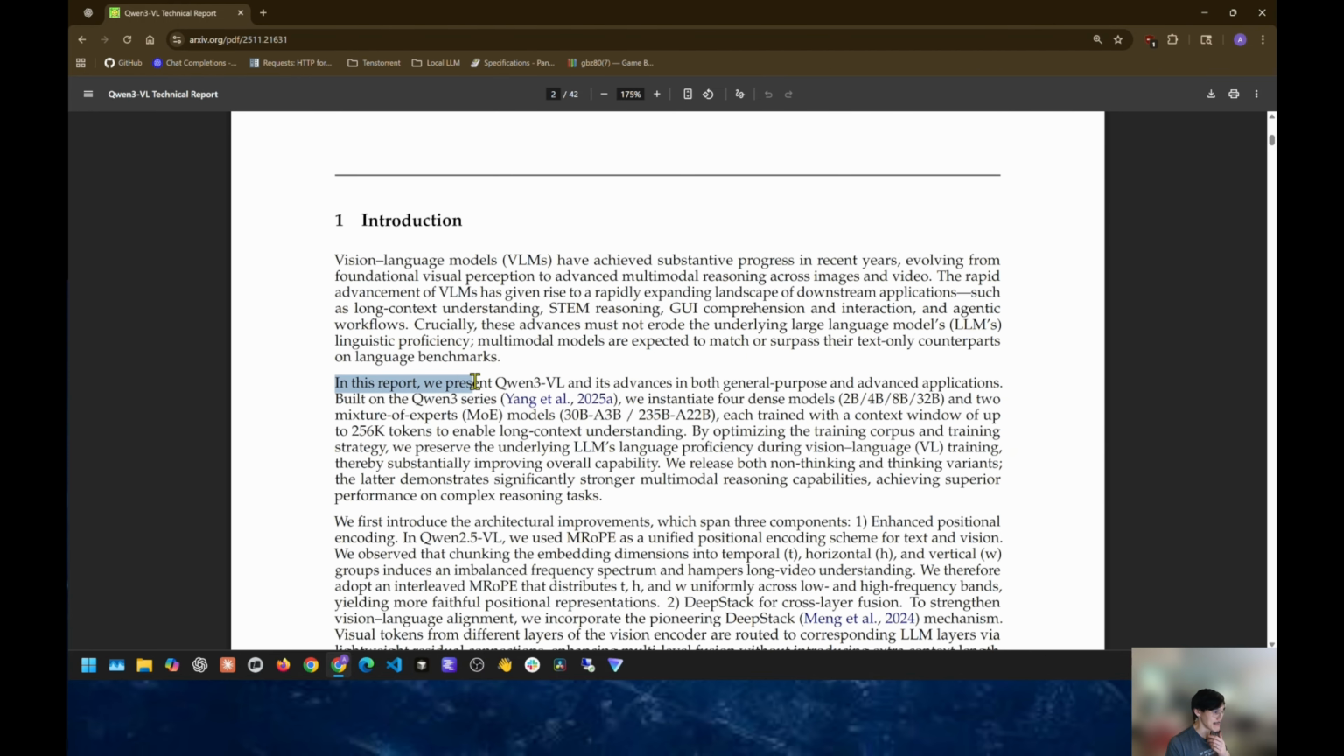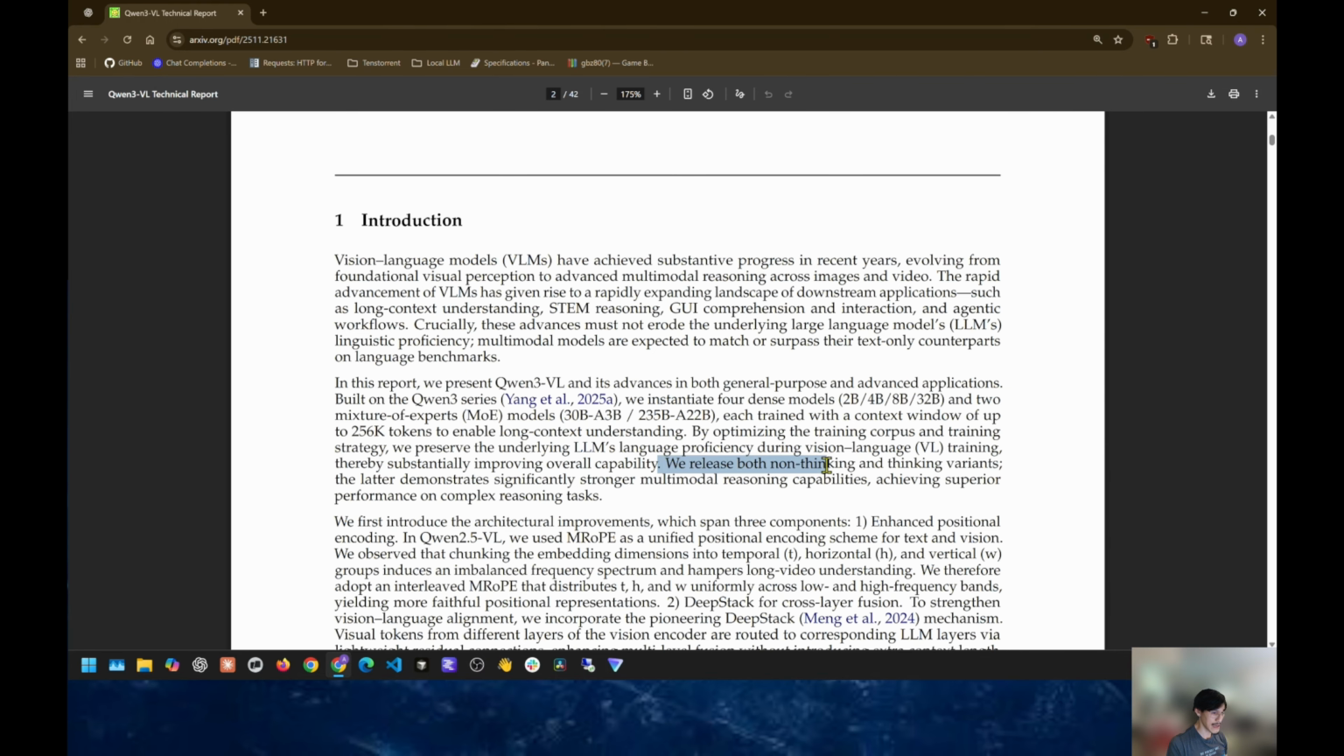So in this report, we present Qwen3VL and its advances in both general purpose and advanced applications. Built on the Qwen3 series, we instantiate 4 dense models, 2, 4, 8, and 32B, and 2 mixture of expert models, 30B A3B and 235B A22B, each trained with a context window of up to 256K tokens to enable long context understanding. By optimizing the training corpus and training strategy, we preserve the underlying LLM's language proficiency, so that's a good thing. They preserve the language stuff, while vision language training thereby substantially improves the overall capability.